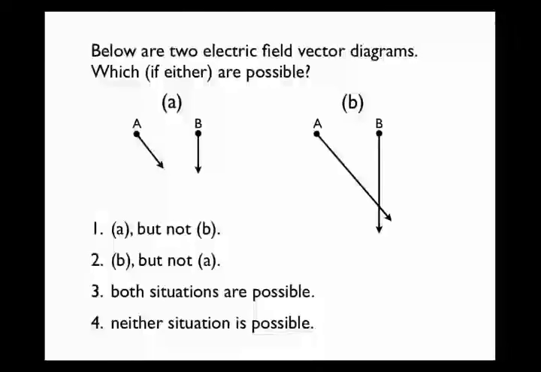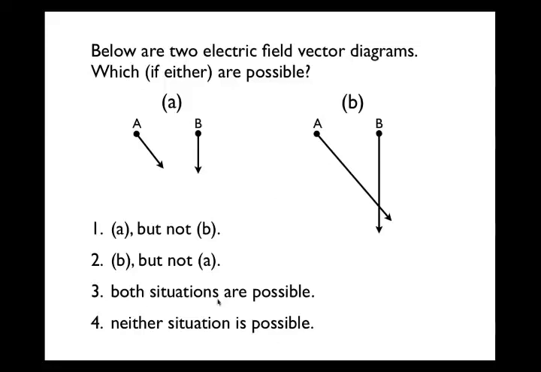So another question about these vector diagrams. Here are two electric field vector diagrams. Which of these, if either, are possible? And I would again encourage you to pause, think about it, and come to an answer before you listen to the rest of this. And the answer is that both of these situations are possible.